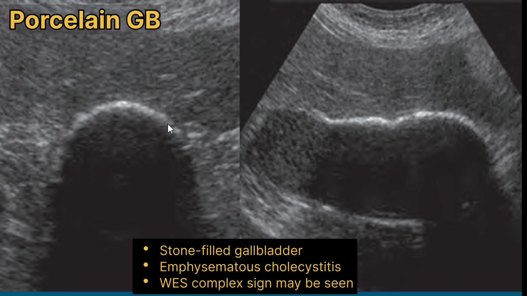Now this is a sonogram showing the porcelain gallbladder. This is a transverse view that shows an echogenic superficial GB wall with complete shadowing of the remainder of the gallbladder lumen and its back wall. This is called the WES sign. WES stands for wall echo shadow. This shows that the gallbladder is full of multiple calculi, and visualization of the second wall of the gallbladder is difficult here.